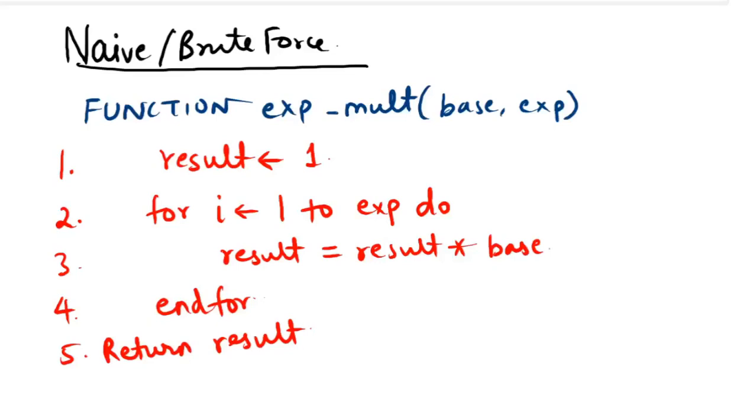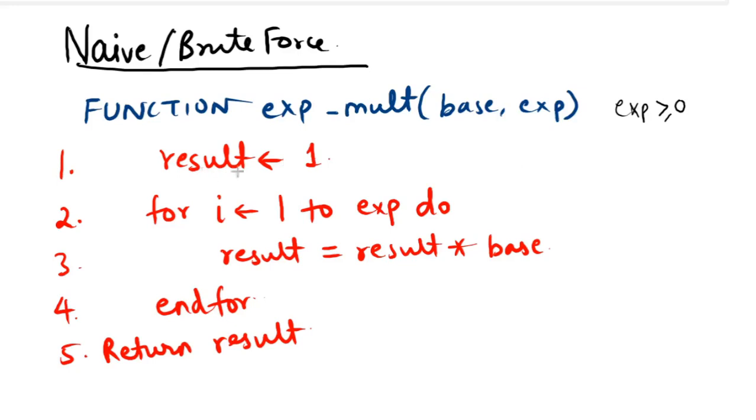Whatever idea has been discussed regarding exponentiation can be converted into pseudocode, and this will be a brute force approach. The name of the function is exponent multiplication, where base and exponent are passed as parameters. One thing to keep in mind is that the exponent has to be greater than or equal to 0. If it is equal to 0, the answer will be 1. If it is greater than 0, then only the following execution will work out.